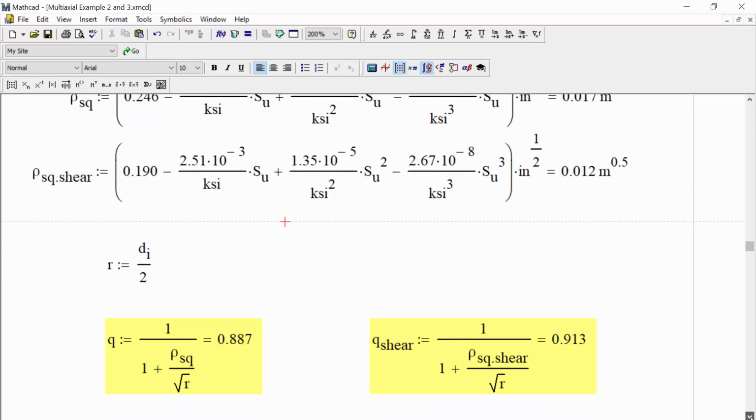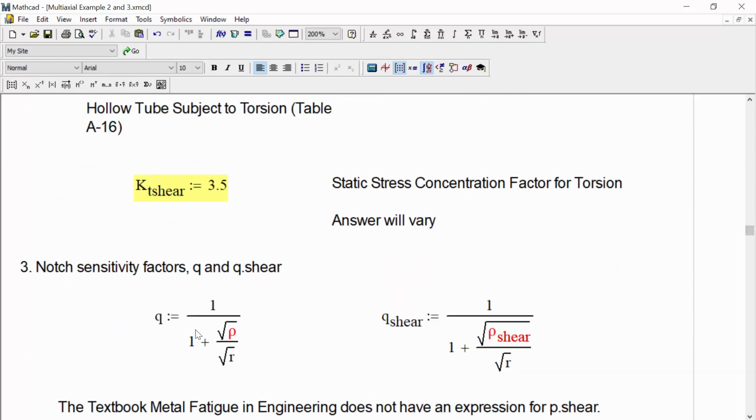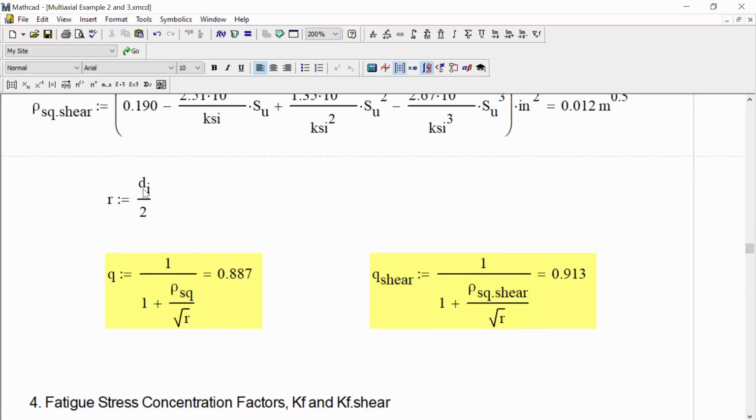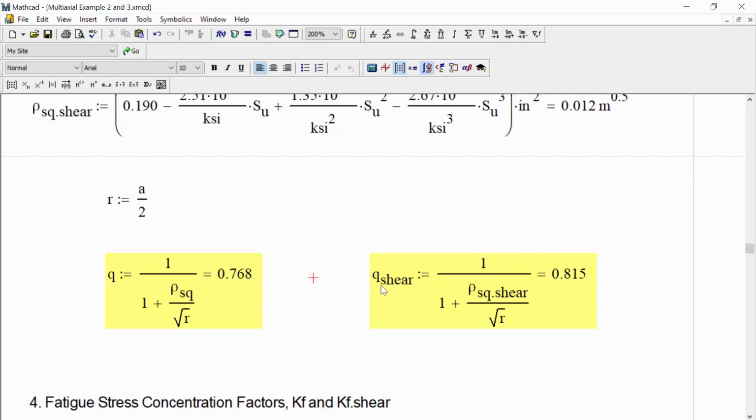Now let's calculate the radius of our notch. I think we've got a little typo here. When we're doing this notch sensitivity factor, r is the radius of our notch. And so r should be a divided by 2. So that will give us the radius of the through hole. And then from that, we can get our notch sensitivity factor Q at 0.768 and the Q shear at 0.815.